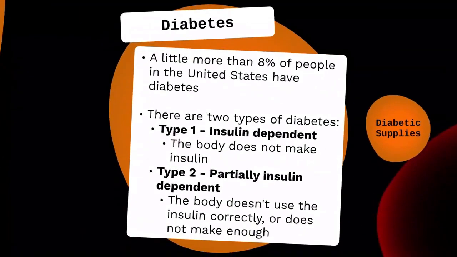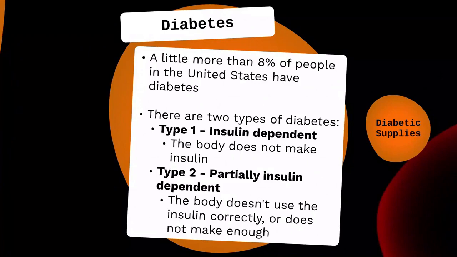This leads directly into diabetes. A little more than 8% of people in the United States have diabetes, and there are two types of diabetes. You have type 1, which is insulin dependent, where the body does not make insulin. Then you have type 2, which is partially insulin dependent. The body doesn't use the insulin correctly or doesn't make enough, and sometimes type 2 will go on to stop making insulin, period.